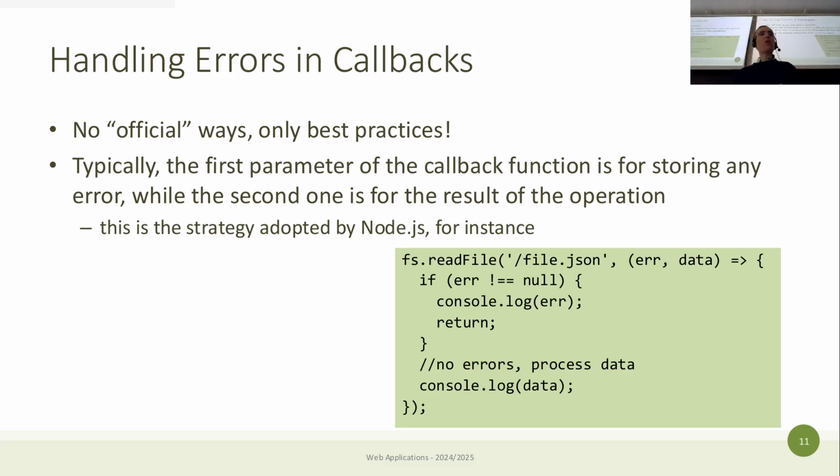Well, actually, there's no official answer or official way of doing this. Okay, there are only best practices, and one of these best practices is to have the first parameter of the callback function store the information about the error, and the second and the rest is for the result of the operation. This convention is used by many packages and libraries that we will use. Okay, we need to have a way to pass information to the callback, and a way is passing parameters. Okay, and this is typically the strategy adopted by a lot of packages for Node.js.